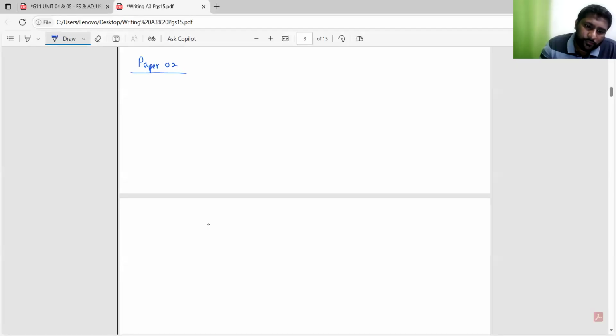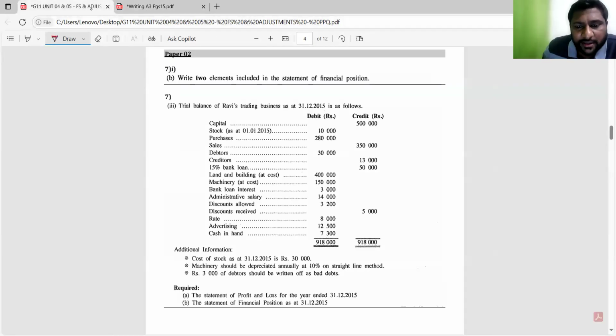Paper 2. Question 7. Roman 1. B. Two elements included in the statement of financial position.